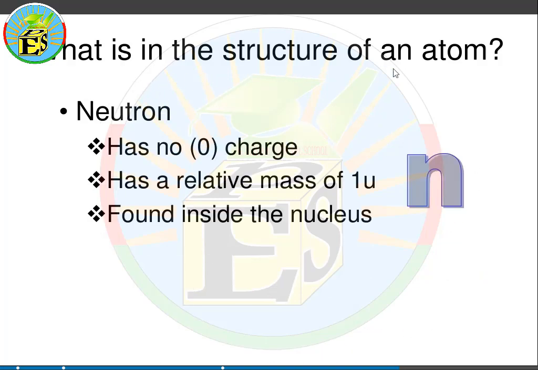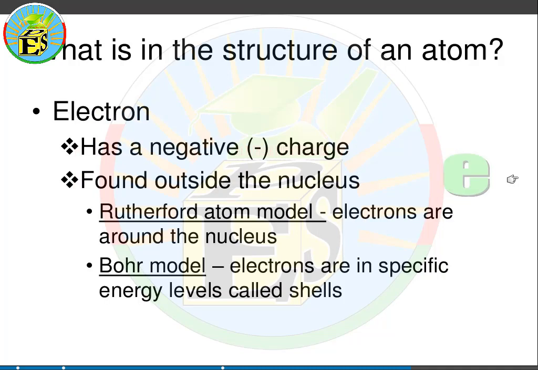What is in the structure of an atom? Also, neutrons have no charge and a relative mass of 1 unit, the same mass as protons, and are found inside the nucleus. Electrons have a negative charge and are found outside the nucleus.